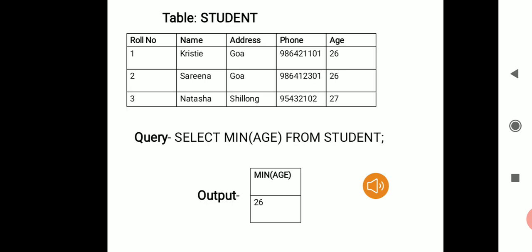As you can see from the table above, out of all the A's, the minimum A's is 26. That's why the result of this query, that is select mean of A's from student, is 26. And that can be shown in the output table below.